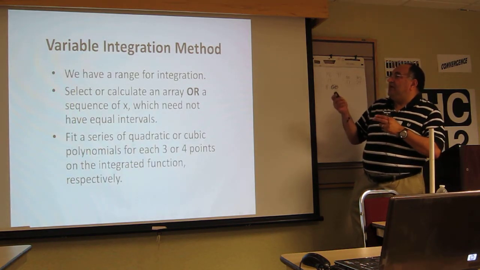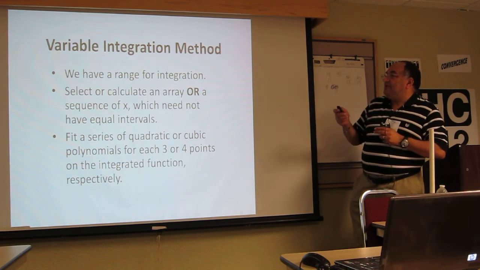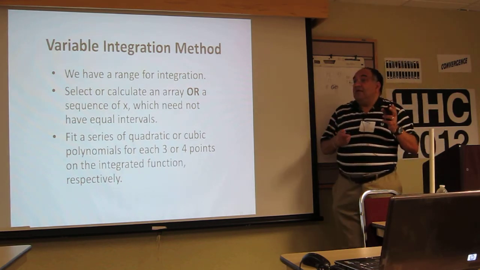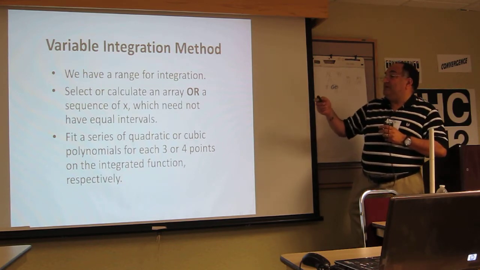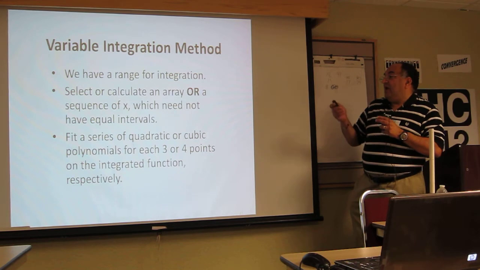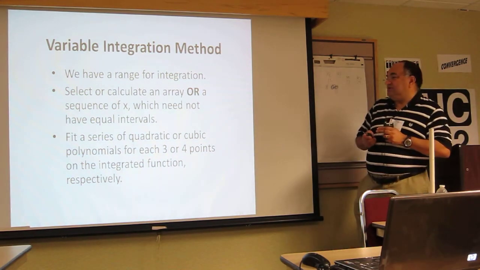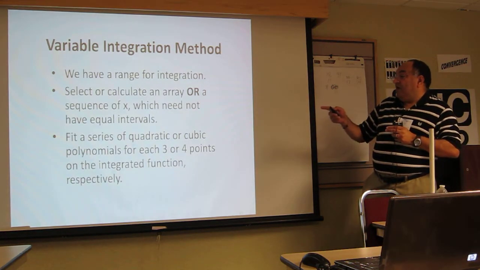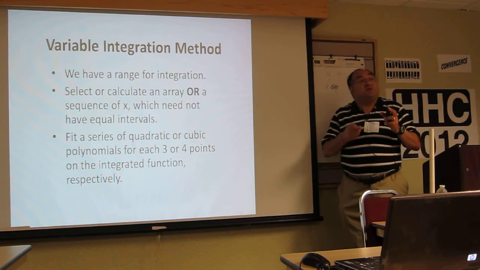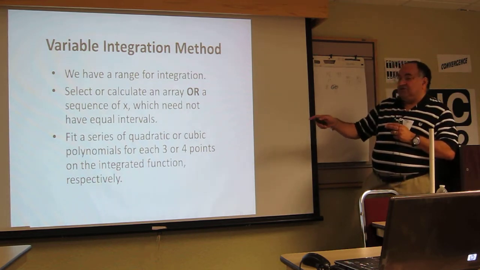When we're doing the integration method, of course, we have a range to integrate. Now we select manually or calculate an array or a sequence of x which we need, which does not need to be equidistant. And then, as I explained visually, we fit a series of quadratic or even polynomial for increased accuracy for each 3 or 4 points on the integrated function.